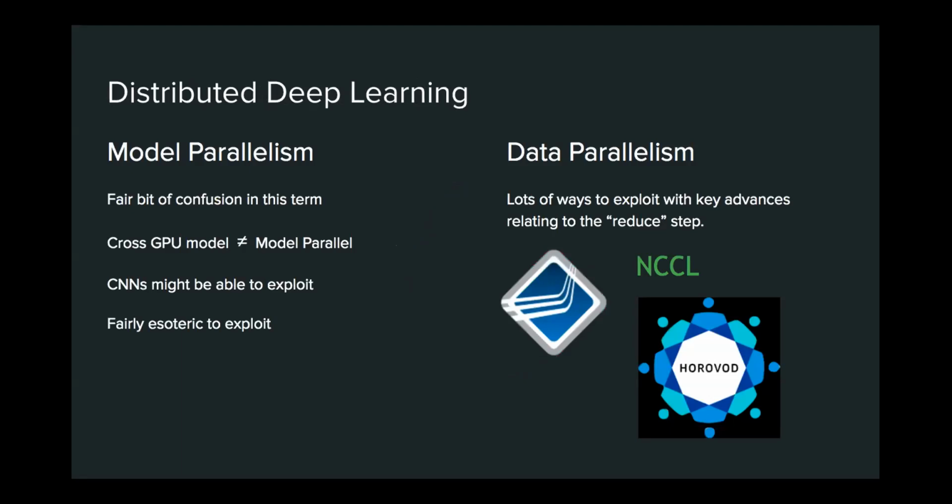So in distributed deep learning, there are two basic approaches to achieving parallelism and being able to concurrently utilize processors. There's model parallelism and there's data parallelism. I'm not going to focus much on model parallelism. Let me just quickly tell you why I'm not spending too much time there.